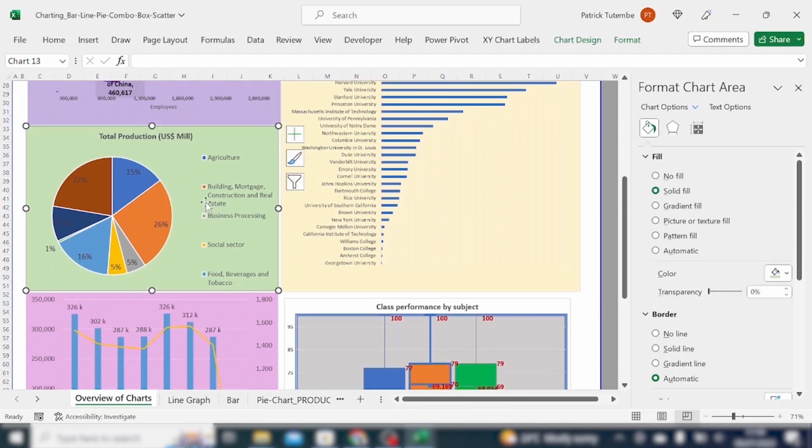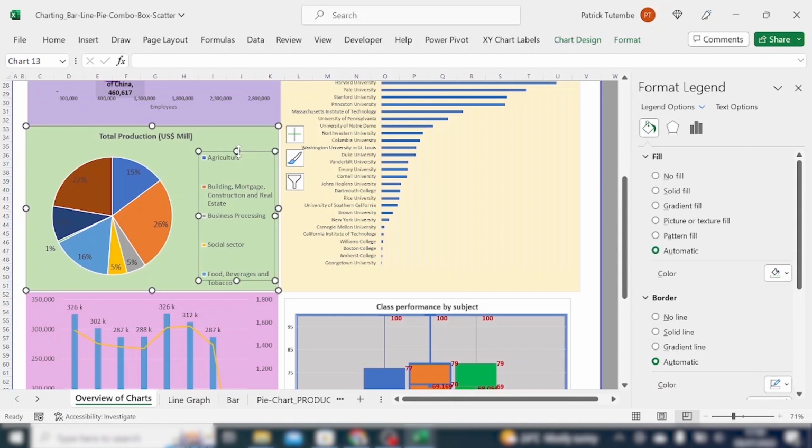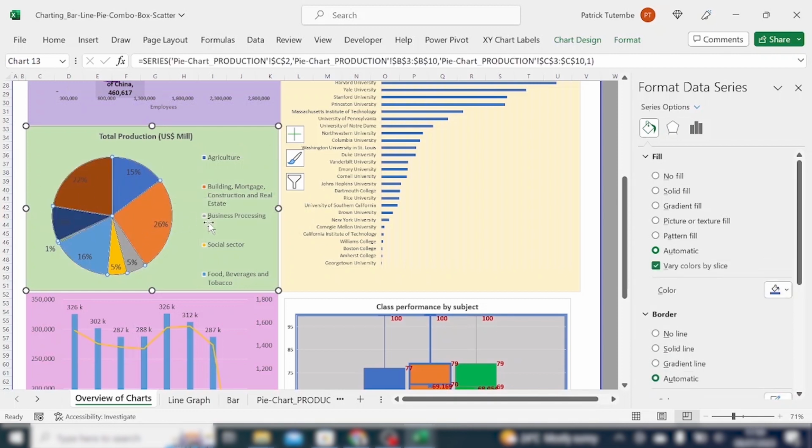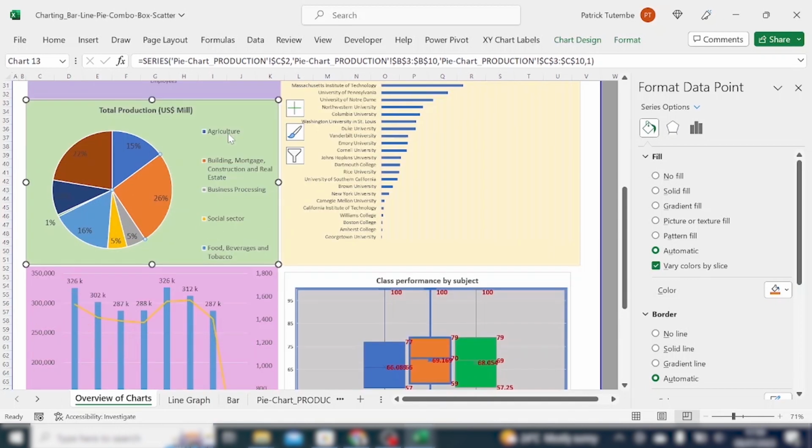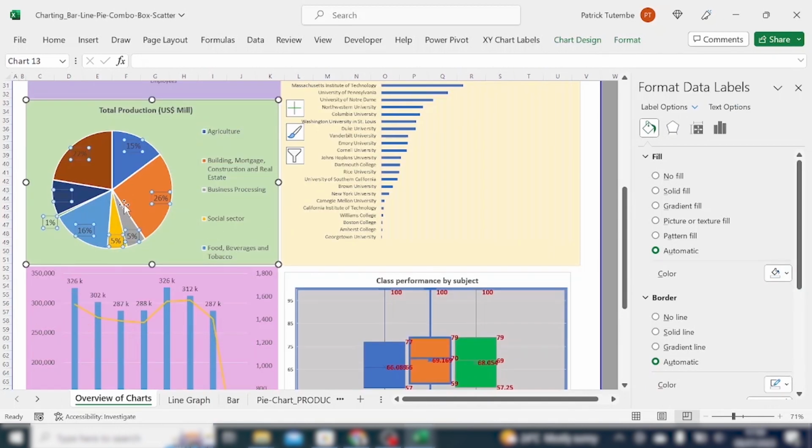A pie chart is really a darling of many, and it's what many people must have studied from early elementary school. A pie chart is useful for displaying the proportions or percentages of different categories within a whole. So we can see that here we have buildings, mortgage, construction, and real estate sector, 22%. Then social sector, 26%. Then agriculture is taking 1%.